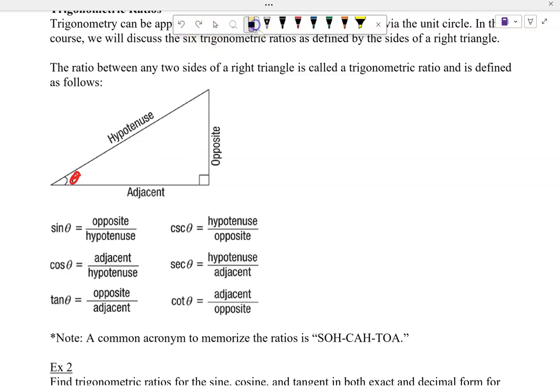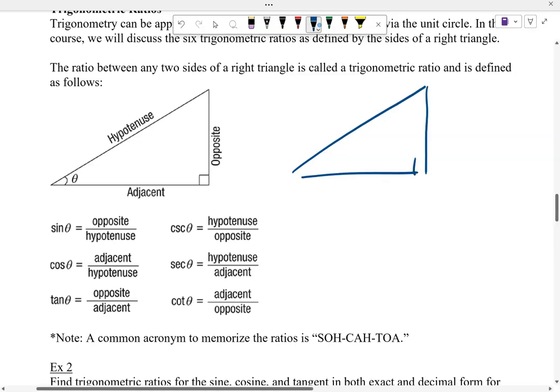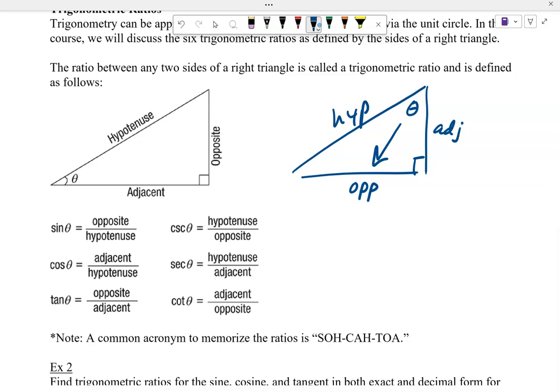You know, if we put theta instead up here, now the opposite side would be right here. Hypotenuse is still opposite the 90-degree angle, but the adjacent side would be right there. So it depends on the location of the theta angle.